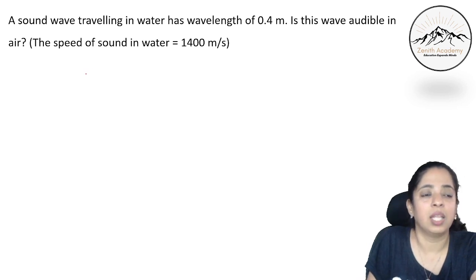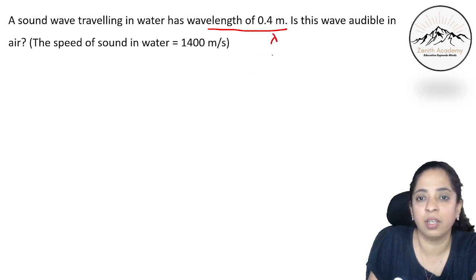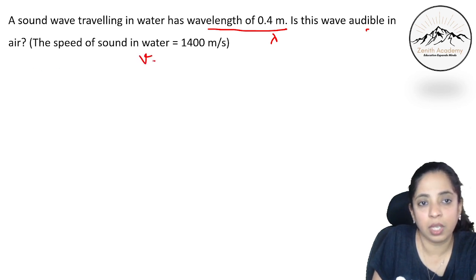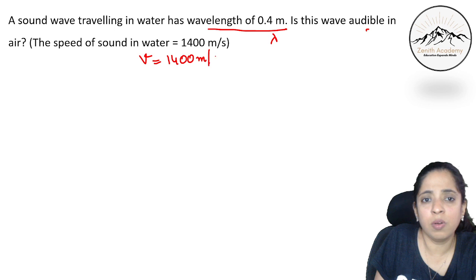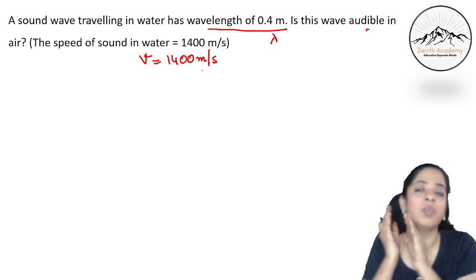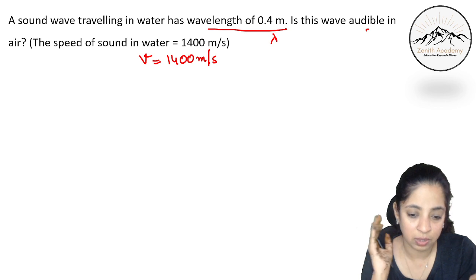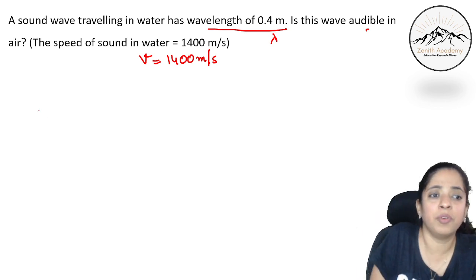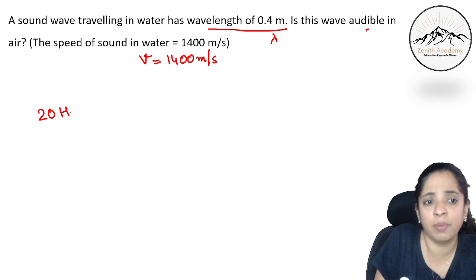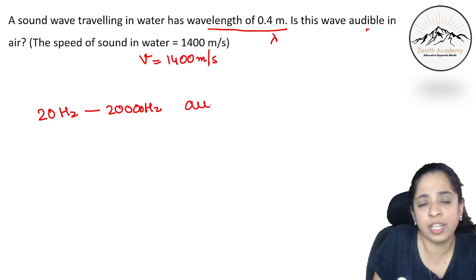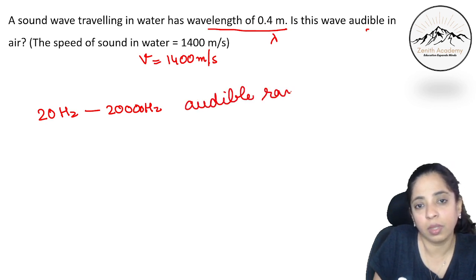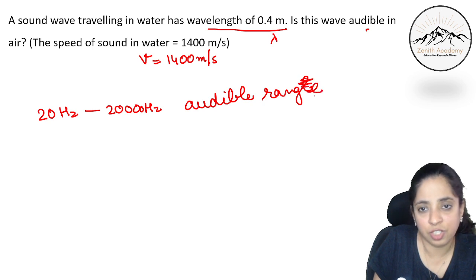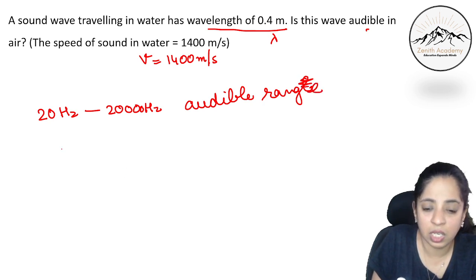Let's go ahead. The sound wave traveling in water has a wavelength of 0.4 meter. Wavelength is given. Is this wave audible in air? Speed is given, 1400. So you just have to find out whether you will be able to hear this sound. For that we have to find whether it is falling in the audible range. You know this is the audible range. So let's find out the frequency.